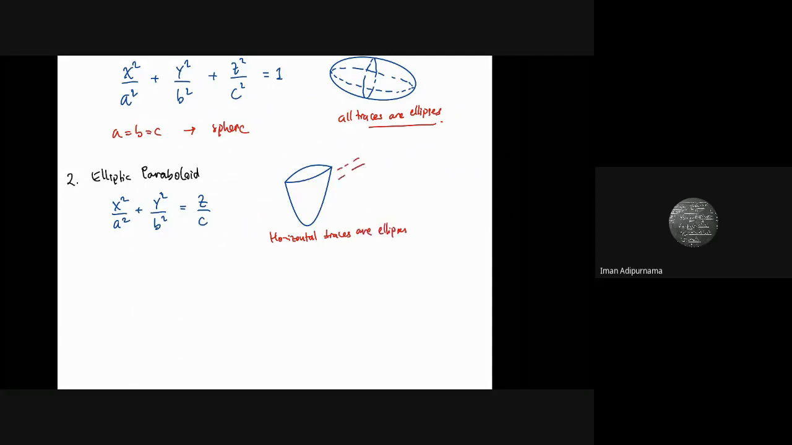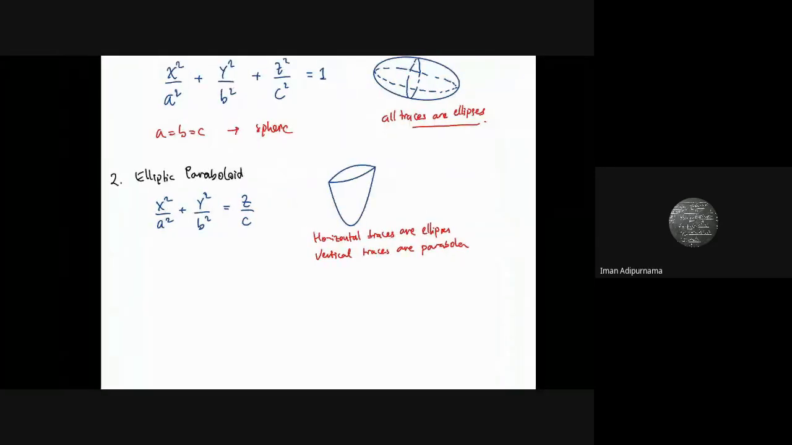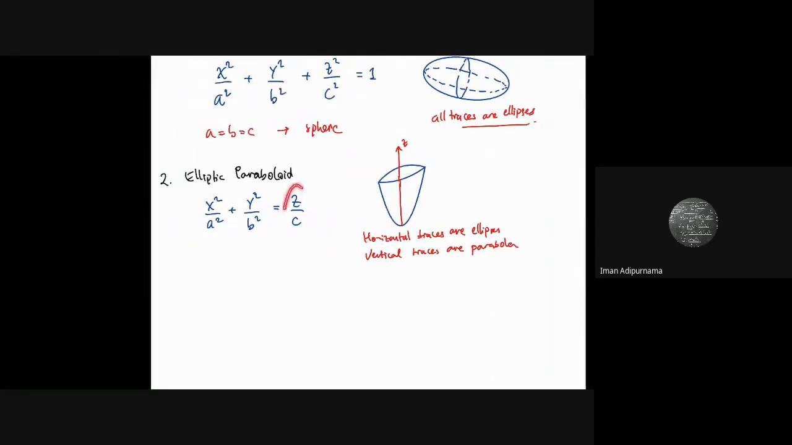So you can cut each horizontal slice here, and you can find the ellipse in the cut. And the vertical traces are parabolas. And this is the z-axis, right? So if this is the axis here, this is z. Okay? So the one power here, the linear term, is indicating the axis.